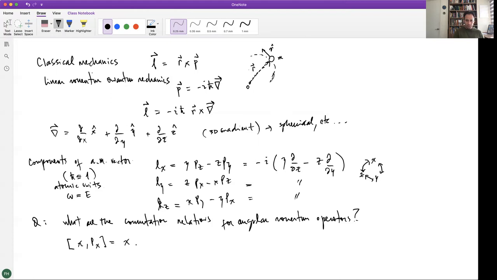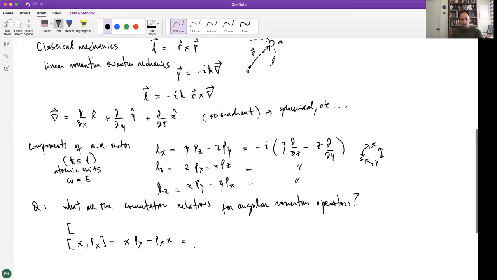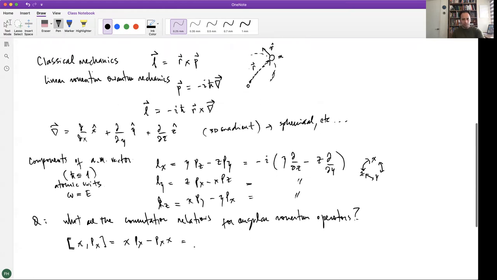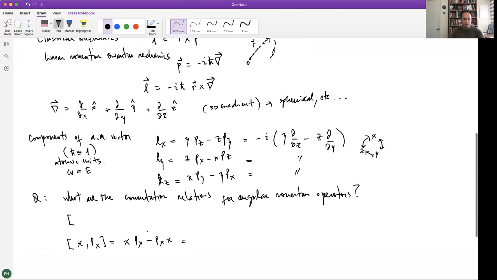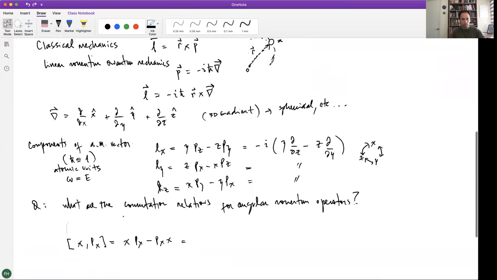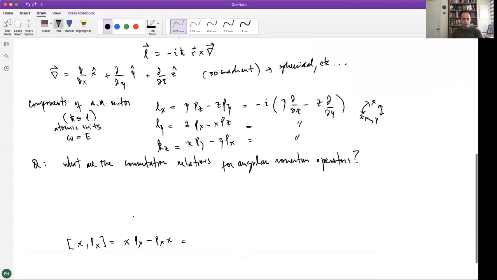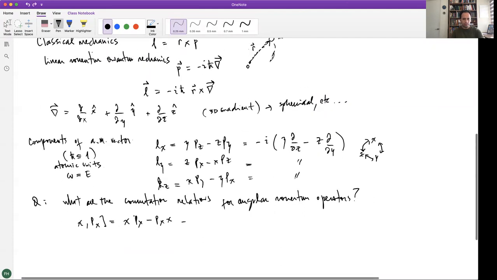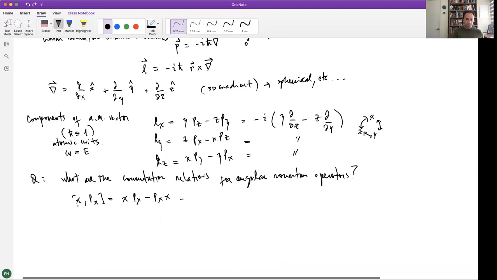You know, explicitly it is x p_x minus p_x x. I'm going to be very explicit here. I know you've seen this before, but okay. So we know this is equal to iℏ, okay? So why do we know this is equal to iℏ?